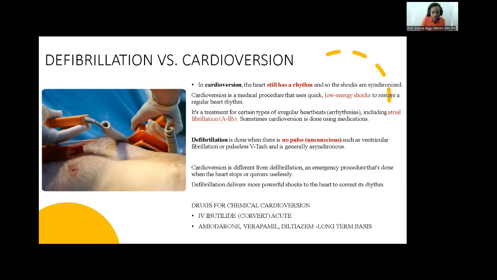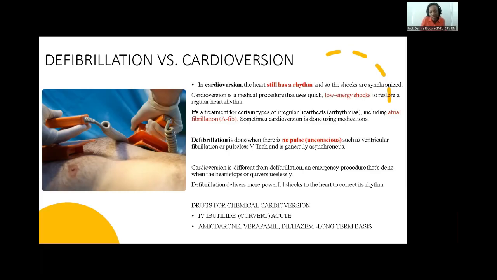Now, with defibrillation, there is no pulse and they're unconscious. With ventricular fibrillation or pulseless VTAC, we generally want to defibrillate them. Now, there are a lot of cities and states that make it mandatory for certain businesses and organizations, especially if you have a lot of people under your roof, to have the AED. I know a lot of cities have passed this, and it makes sense because this saves lives.